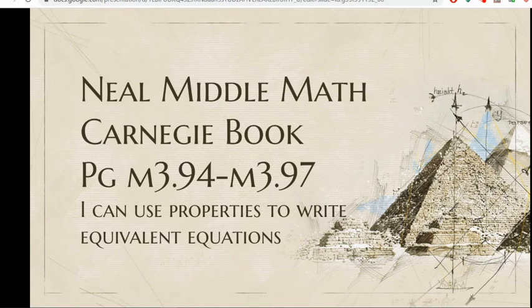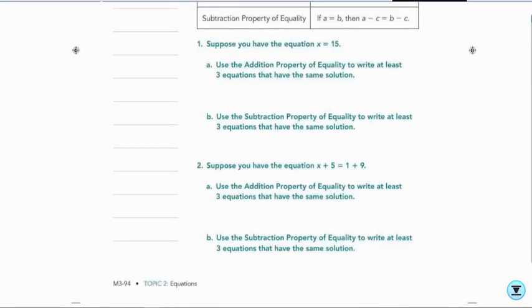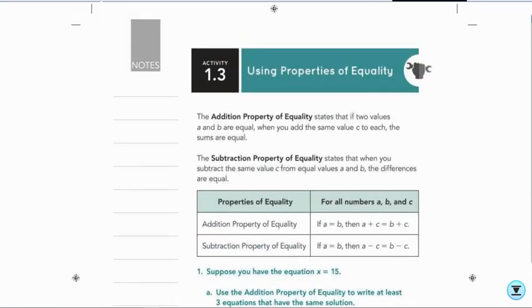Later on, we'll use those same rules to be able to solve equations when we don't know what a variable is. We are on page M3.94 on activity 1.3, using properties of equality. So let's go through and try and understand what this is trying to tell us.